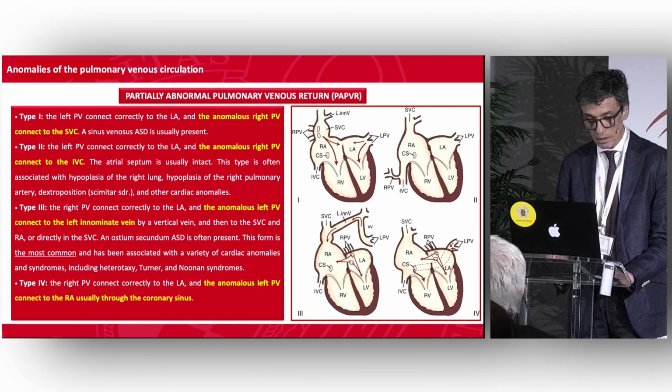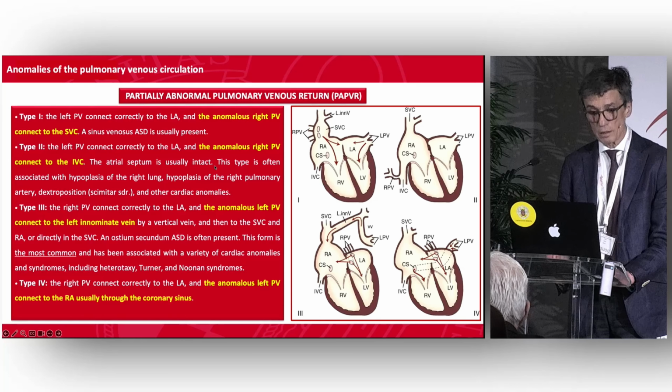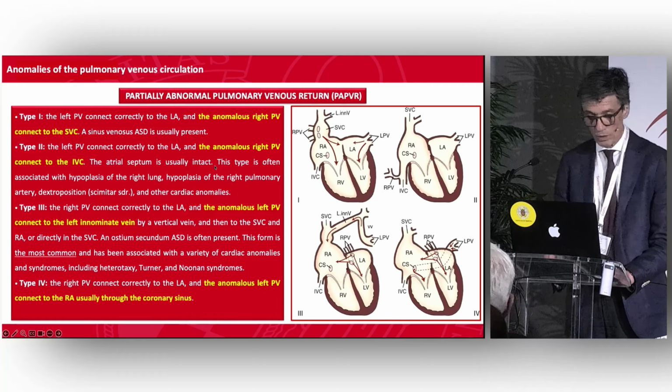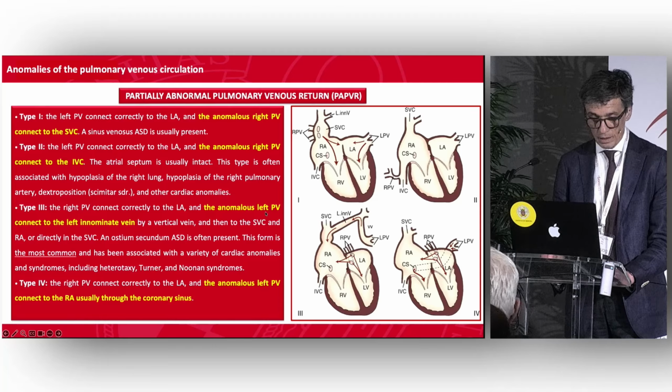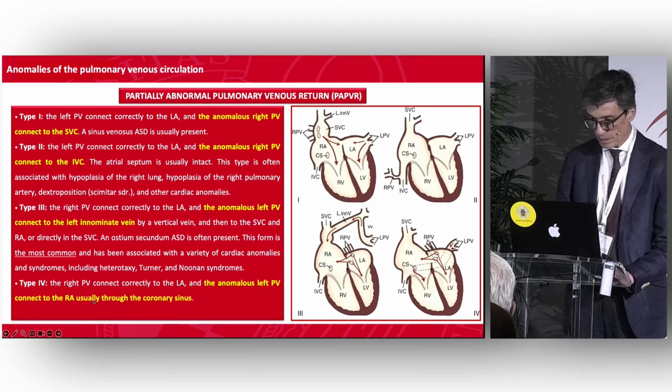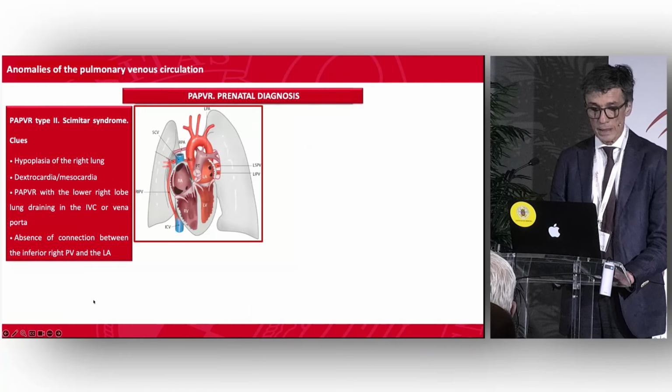Again, there are 4 types. In the first 2, the anomalous right pulmonary veins connect either with the superior vena cava or the inferior vena cava. This type usually is associated with hypoplasia of the right lung, which is called the scimitar syndrome. I will show you later one example. And in type 3 and type 4 the pulmonary veins drain abnormally and connect either with the left innominate vein or directly with the right atria. There are 4 types of partially abnormal pulmonary venous return.